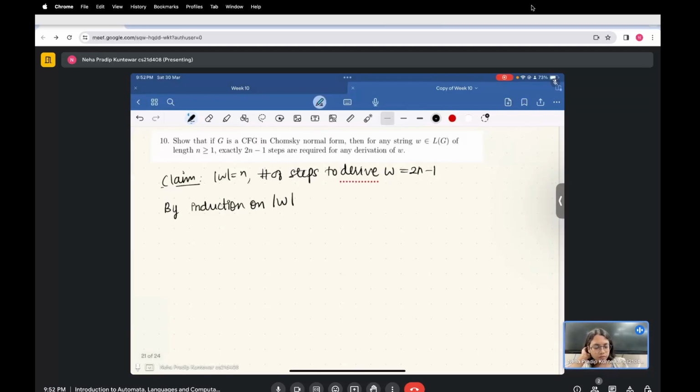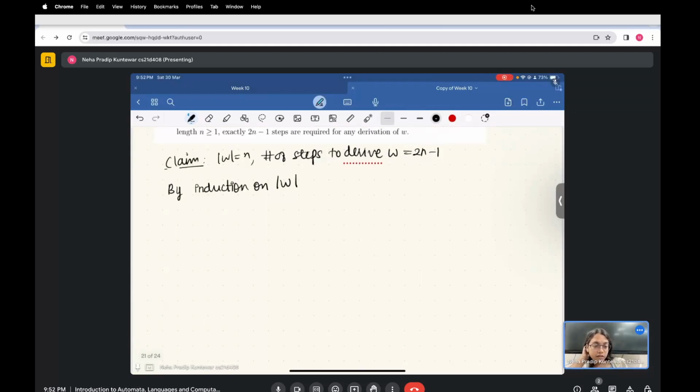What do we mean by that? By induction, maybe let's look at the grammar. You have some start symbol S, and it can give you a terminal, or it can give you something like this, which is a product of variables.